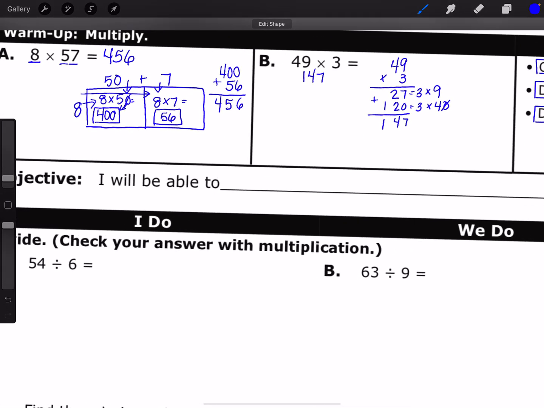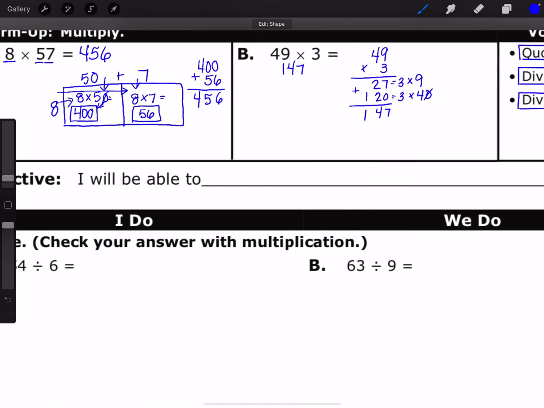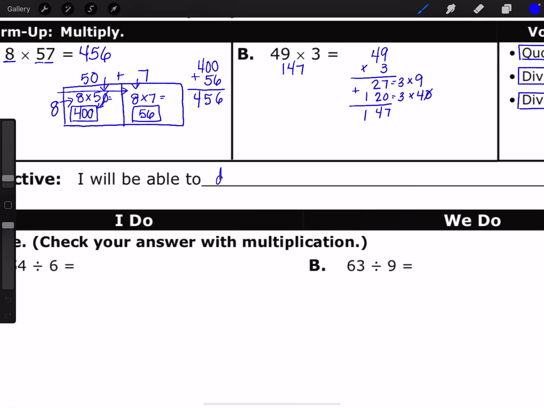Our objective today: I will be able to divide multiple ways. Then always put a smiley face because you're excited to learn.